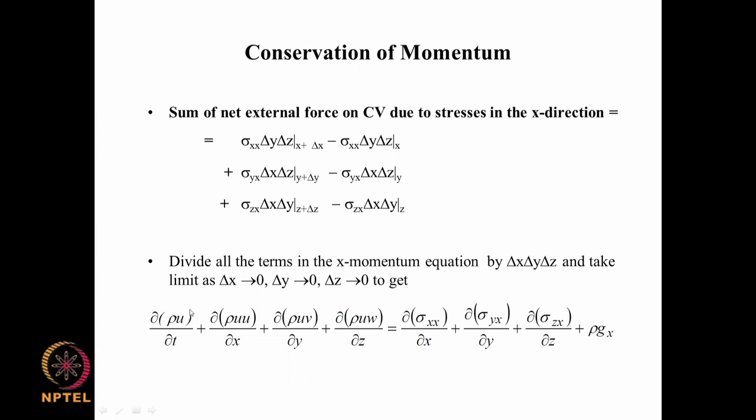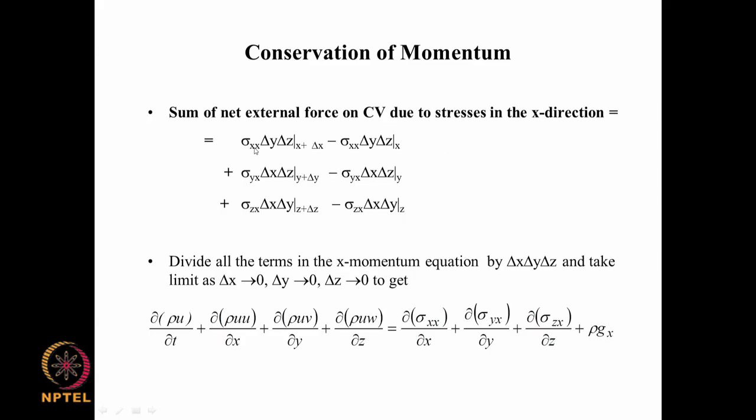So, these are the net x momentum flow rate in when they are on the right hand side. When they are brought to the left hand side, this is the net x momentum flow rate out of the control volume. Okay. Now, you take these two things and then you divide by delta x, delta y, delta z, and take the limit as delta x tends to 0.